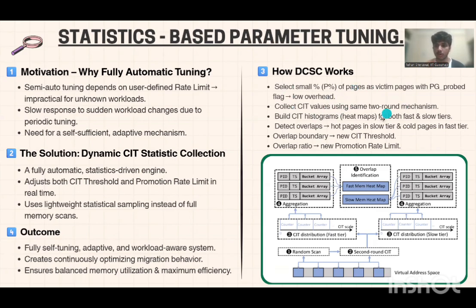So we collect the CIT values for these pages using the same two-round mechanism that we studied earlier. We build a CIT histogram, that is a heat map, for both fast and slow tiers. The blocks in this heat map will represent the frequency value of the CIT of the particular pages. So we detect overlaps. Overlaps tell us that if we find that in slow tier memory there are a significant number of hot pages, and in turn, in the faster tier memory, we are finding a lot of cold pages, that means there's a problem. And this problem is the overlap boundary. And thus, we need a new CIT threshold value along with a new promotion rate limit.